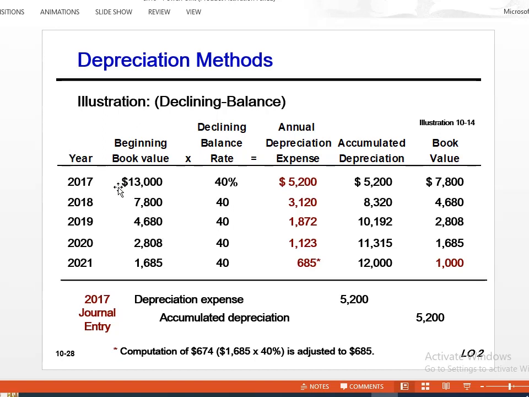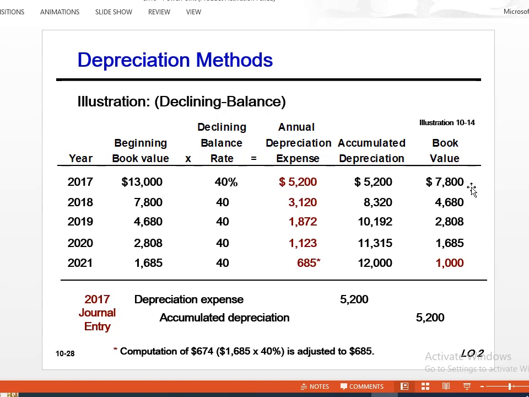Starting with 2017, the beginning book value is $13,000. Why? Cost minus accumulated depreciation. At the start of the life, there is no accumulated depreciation. So beginning book value for the first year is exactly the cost, 13,000. Rate is 40%. So annual depreciation, if I multiply the rate with the book value, I get 5,200. At this time, the accumulated depreciation basket is empty, so this is the first depreciation I'm going to add over there.